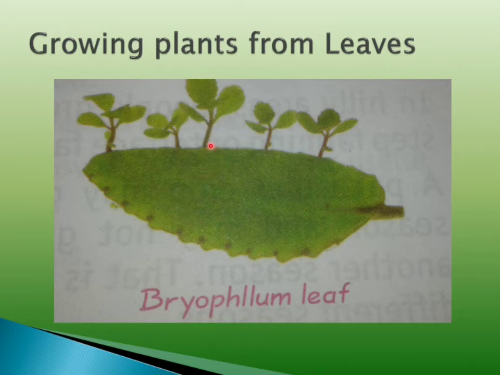Okay, new plants arise from these buds. So here from the buds new plants are arising. See, new plants are arising. So new plants arise from these buds when the leaf falls on the moist soil. Okay, then Bryophyllum is also called air plant. Okay, it is also known as air plant. In Bryophyllum, the leaf allows the development of many shoot buds.